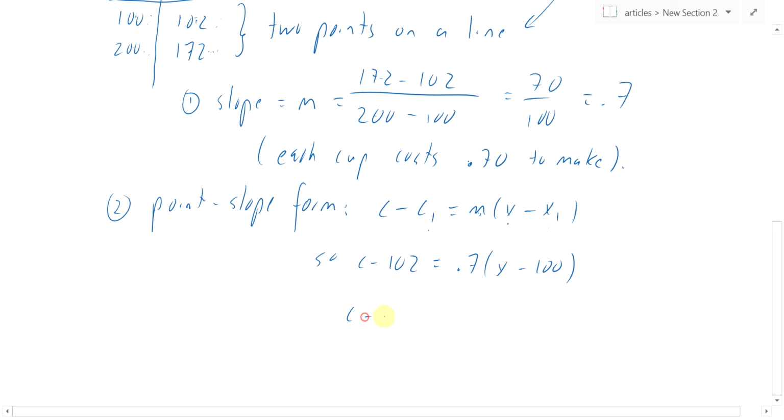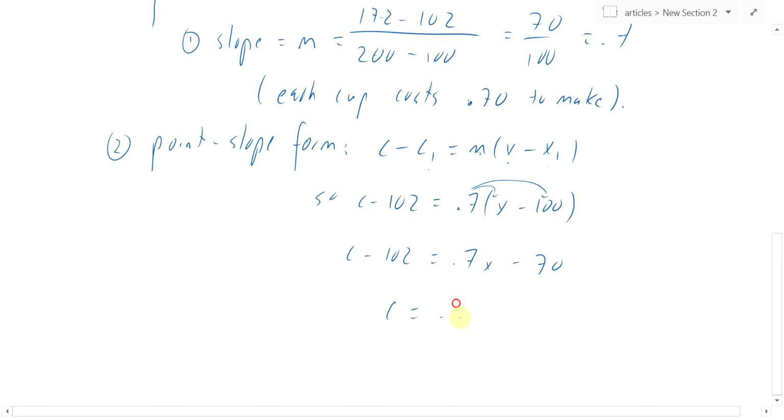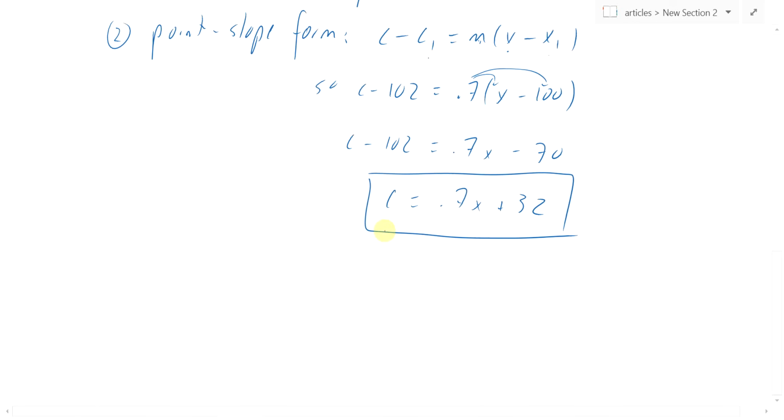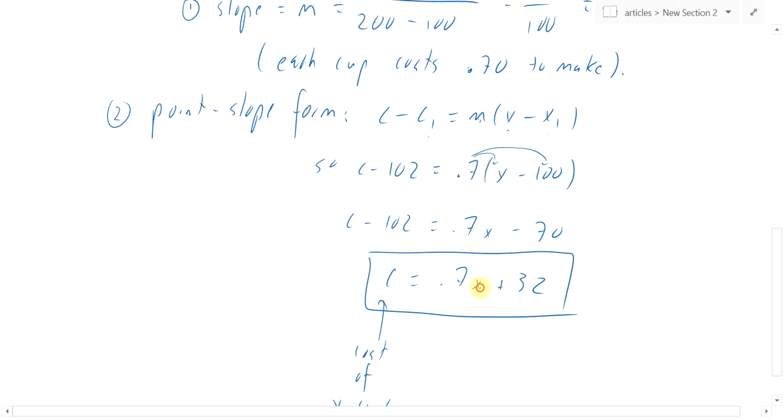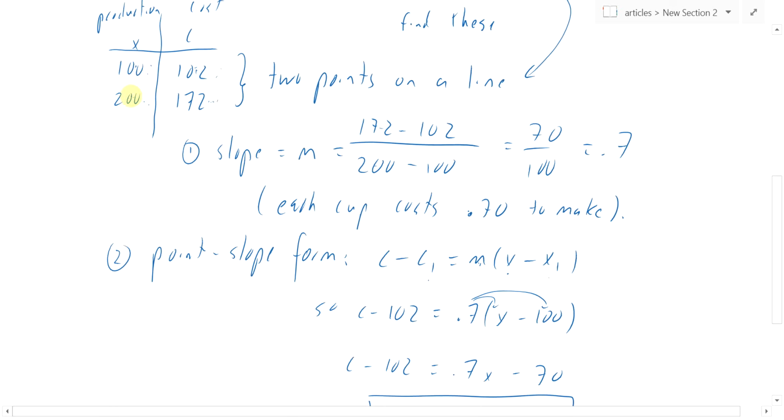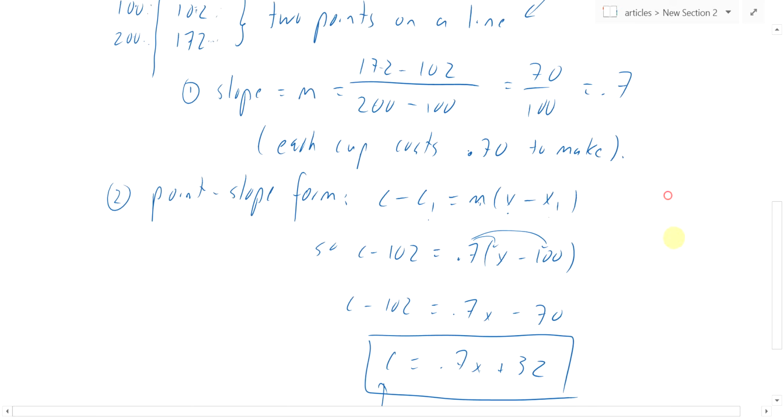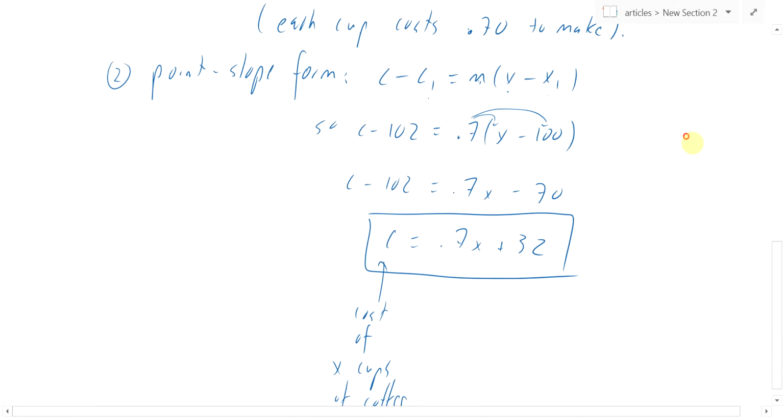Solve this. C minus 102 equals 0.7X minus 70, because we just distribute the 0.7. And then add 102 to both sides. C equals 0.7X, and negative 70 plus 102 is 32. Right? So this tells me the cost of X cups of coffee. And you can check your answer if you want by plugging in X equals, say, 100 or 200 and see what you get out. If you plug in 200, you should get 172 out as the cost.